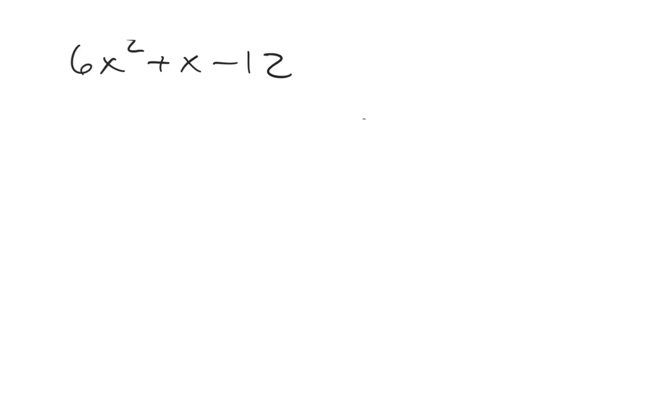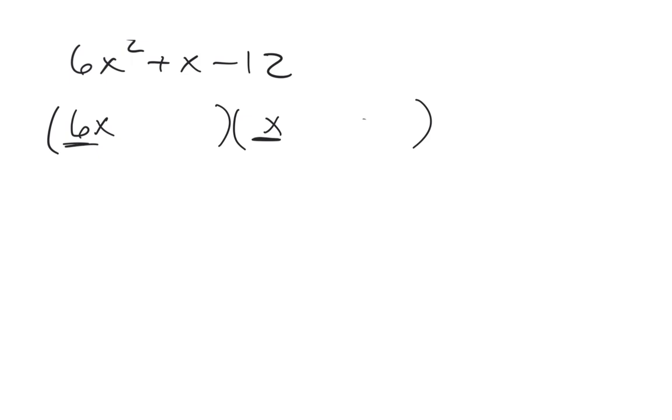Let's say I want to factor 6x squared plus x minus 12, and I'm going to use a guess and check method. So I know that my initial values in each of the binomials are either going to be 6x and x or 2x and 3x. Let me start with the 6x and x.